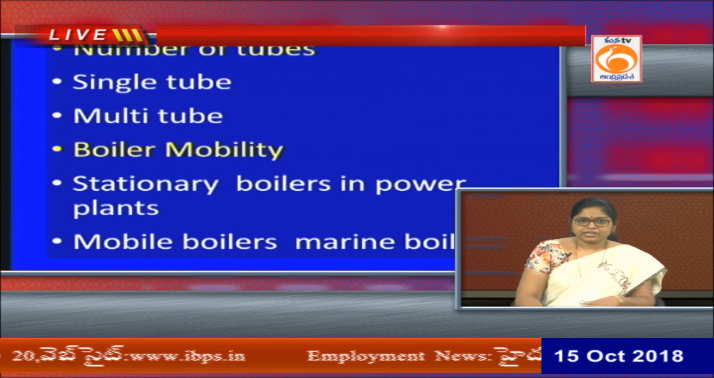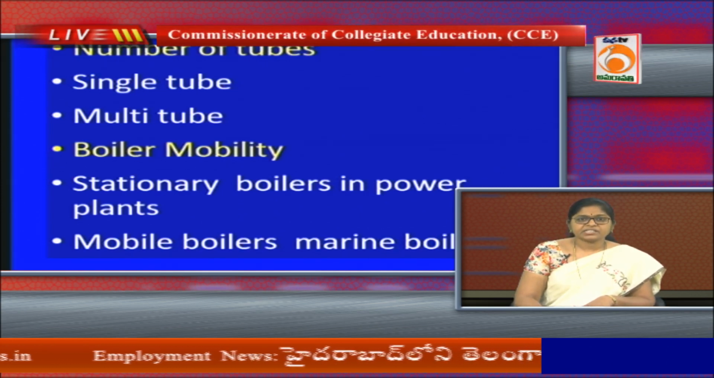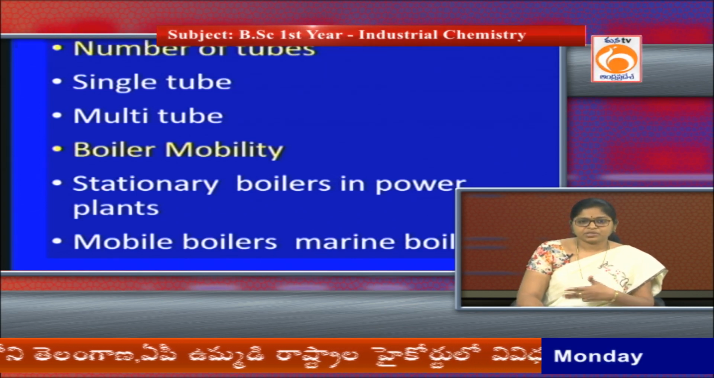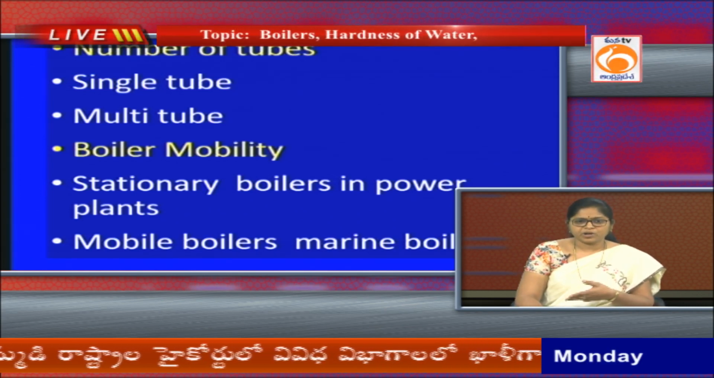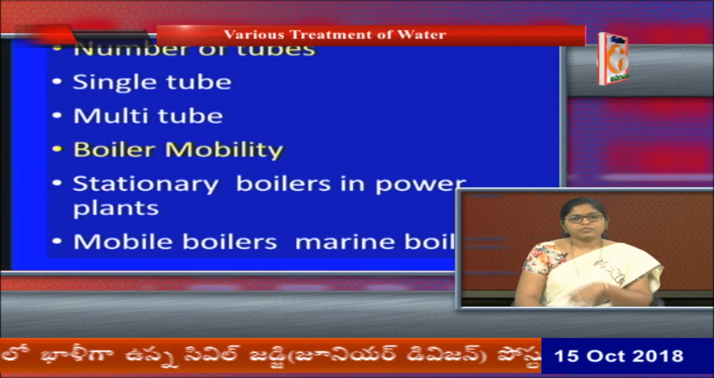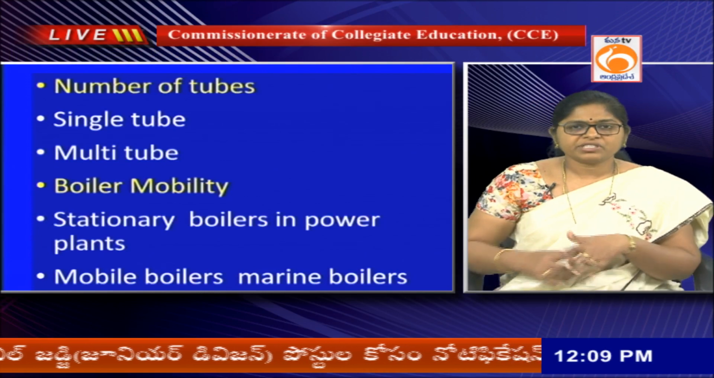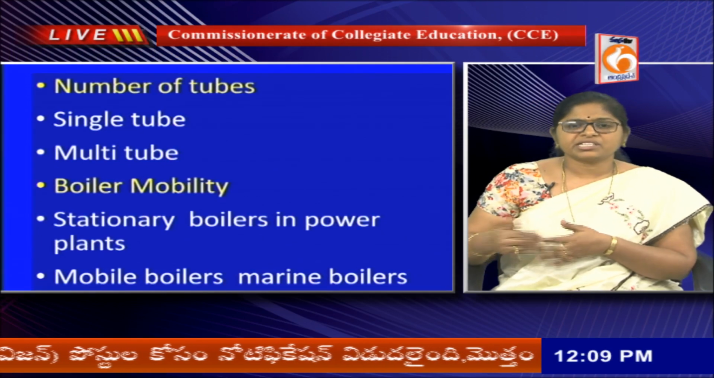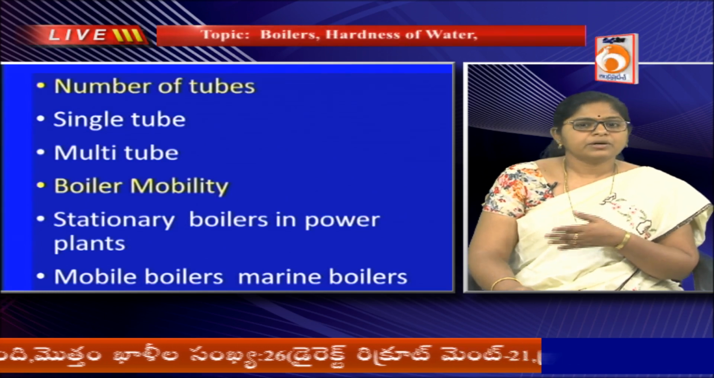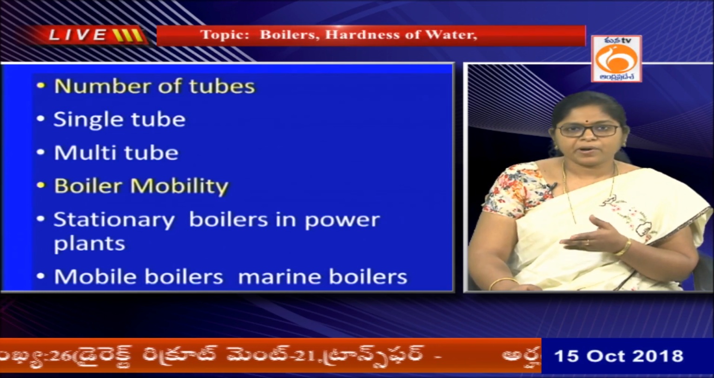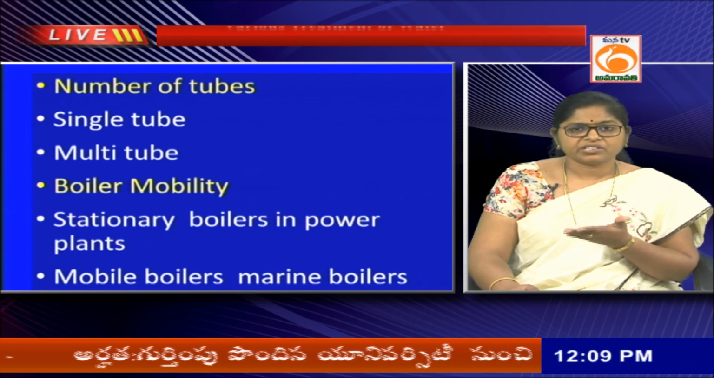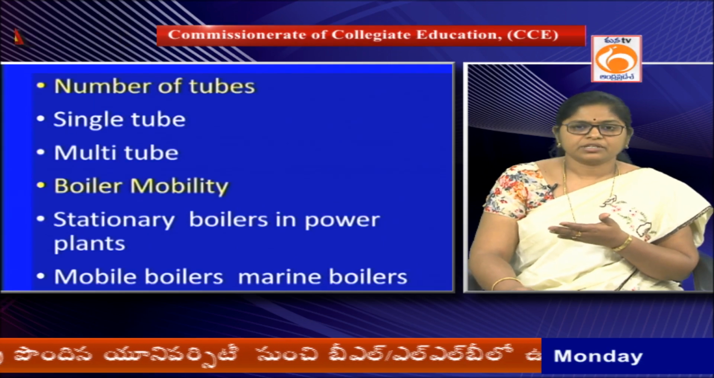Another classification is based on the number of tubes. Sometimes we use single tube boilers, and sometimes multi-tube boilers are used. Another one is boiler mobility. Some boilers are stationary and some are mobile. Stationary boilers are used in power plants, and mobile boilers are used as marine boilers. The Babcock and Wilcox boiler is used in long-travelling ships.